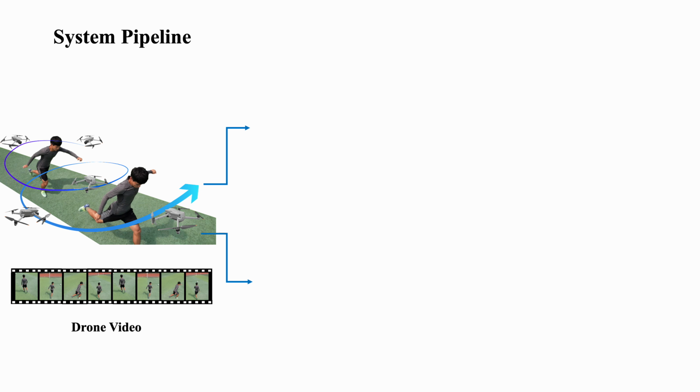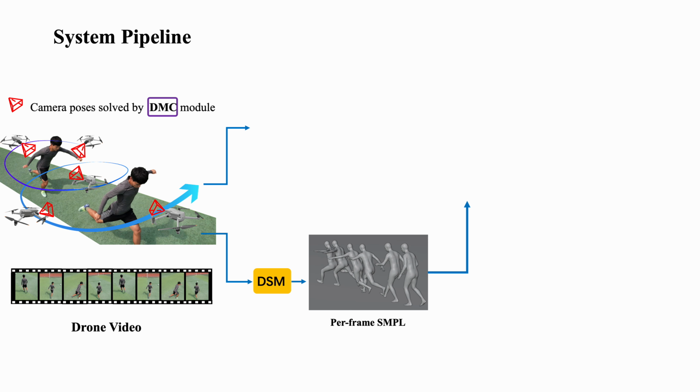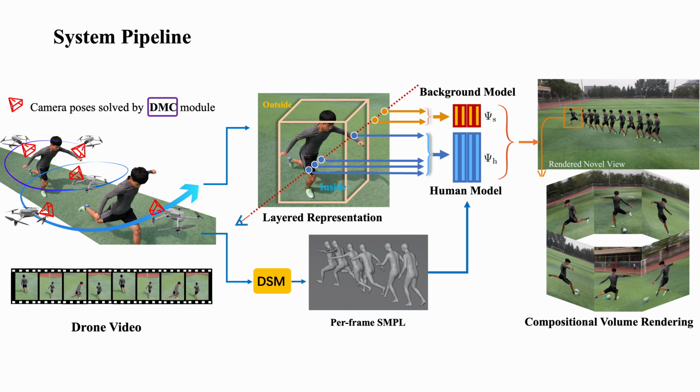Given a drone video, we first solve the camera poses by our DMC calibration module. Then we utilize our DSM module to estimate per frame human SMPL under the world coordinate, as well as the 3D bounding box. Then we adopt a layered representation based on the bounding box, which helps us to train the background model and human model together, enabling compositional volume rendering.